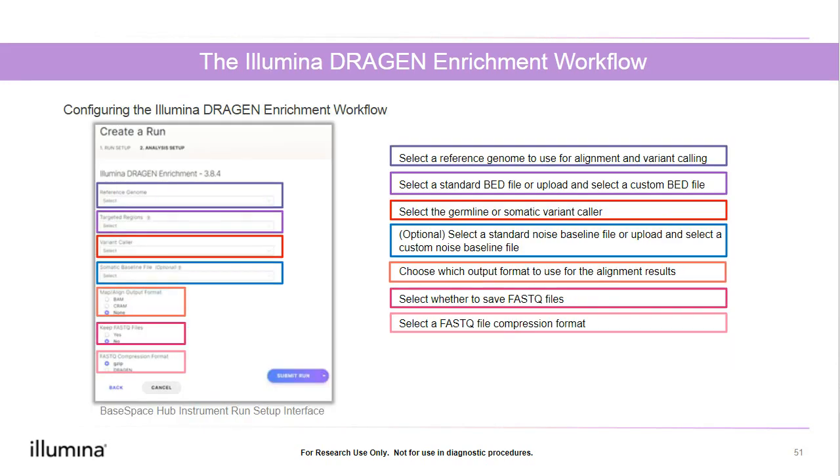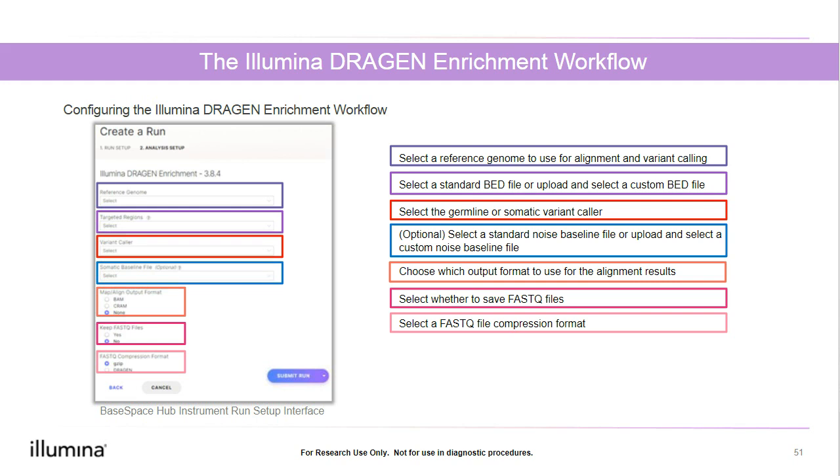A noise baseline file drop-down menu has also been added to Instrument Run Setup. You can either select a standard file or upload a custom noise baseline file. For local and hybrid run modes, users now have the option to save the FASTQ files for their local output when using the Keep FASTQ Files option shown here. The default for this is no. Please note that when using cloud mode, FASTQ files are always saved in BaseSpace.